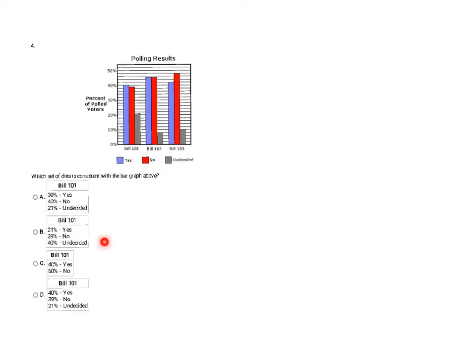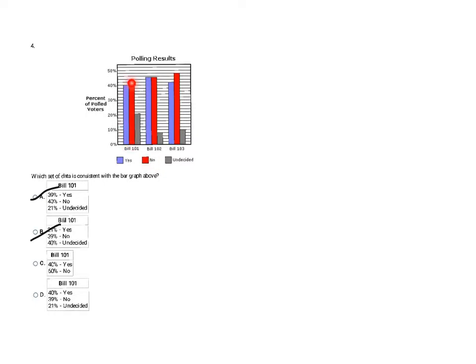This question here is asking me to match the table with the bar graph above. So if I look, every table here is only dealing with Bill 101. So I'm only looking at these three when I go to match. My blue-purple colored column here is at 40%. So that means I need to have a yes at 40%. Well, that's not A. That's not B. C says that and D says that. So I've got it narrowed down.